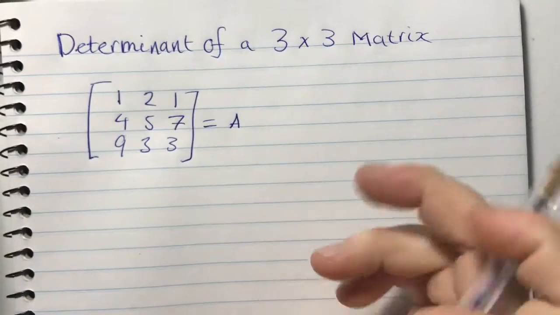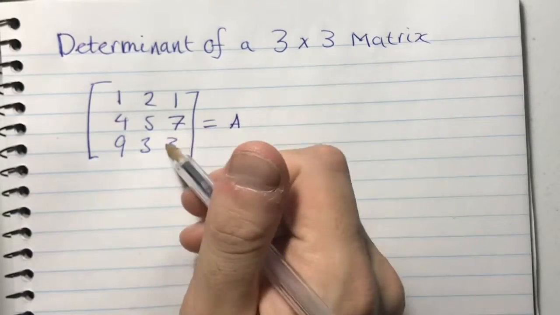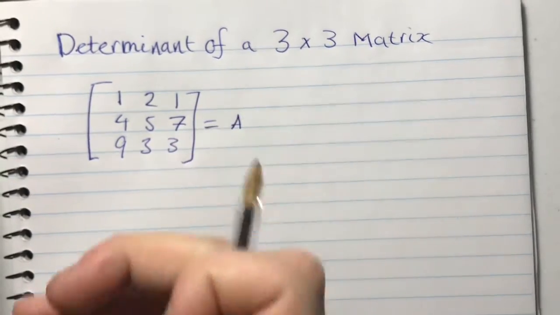So what you do is, first of all, you look for any zeros, right? Because they're the easiest numbers to get rid of.